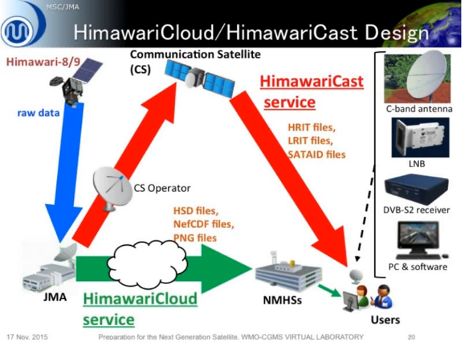This is a schematic diagram of HimawariCloud and HimawariCast service. HimawariCast service is a way by a communication satellite. And in addition to HRIT files, it disseminates LRIT files and SAT files. To use HimawariCast service, you need C-band antenna and other receiving system.